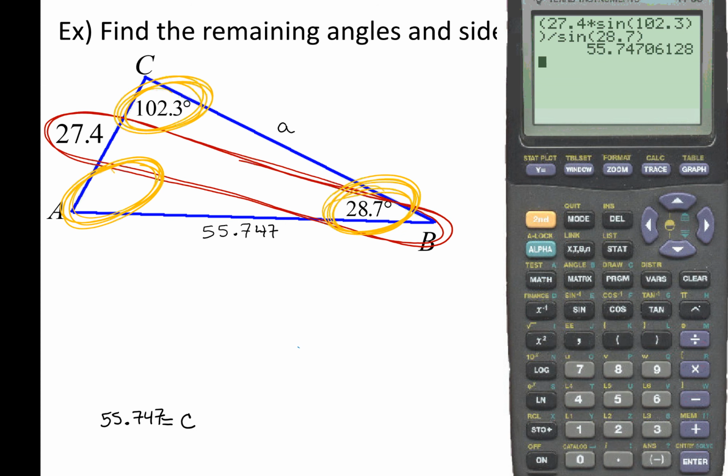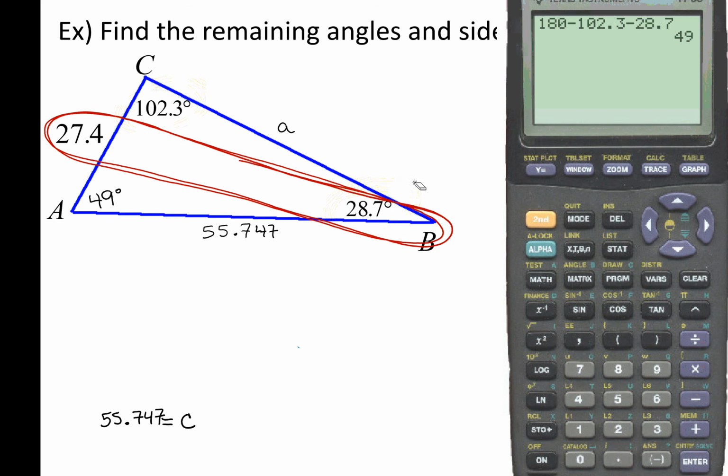So if I just take my calculator and start with 180, because you might remember that there are 180 degrees in a triangle, any triangle, you can subtract 102.3 and then also subtract 28.7. Okay, and that will give you 49. So angle A we now know is 49 degrees. So now we know all the angles and we're going to go ahead and find our last and final missing information, which is side A.